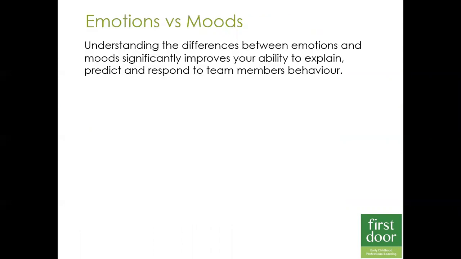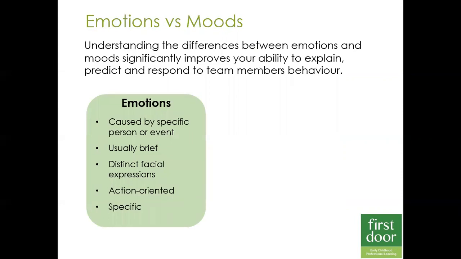It's really important for us to understand the difference between an emotion and a mood. Off the top of your head, what do you think constitutes an emotion versus a mood? Emotions are usually caused by a specific person or event. Remember in the first video we had the sensation, then our perception of that, and then came the emotion. This is why emotions are often caused by something, because it's how we perceive that experience that leads to our emotion. It's usually brief.